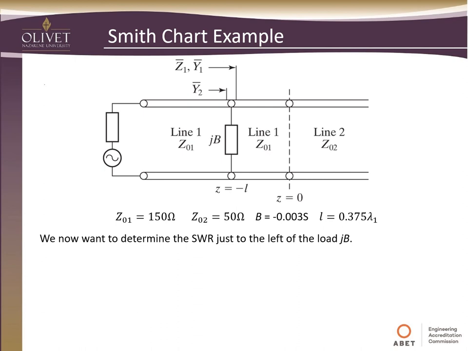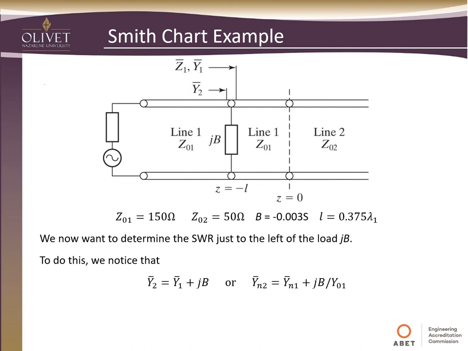So now we want to see if we can determine what the new standing wave ratio is, taking into account the load that we have on the line. And so to do this, we notice that our new admittance is our original admittance plus this new load. And since it is an all imaginary load, we should expect that it will just adjust the reactive part, not the resistive part. And so we can normalize that.